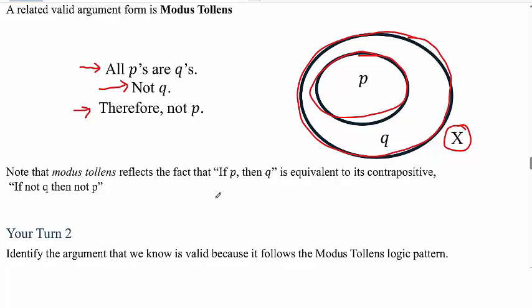Okay, another way, again, to write this is if P happens, then Q happens. But Q doesn't happen.